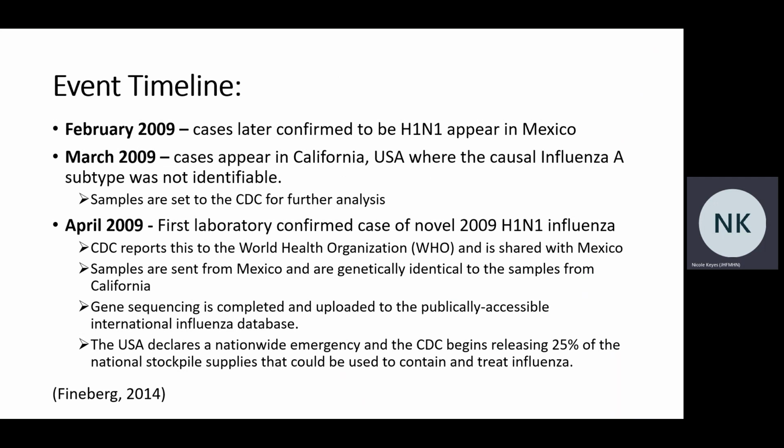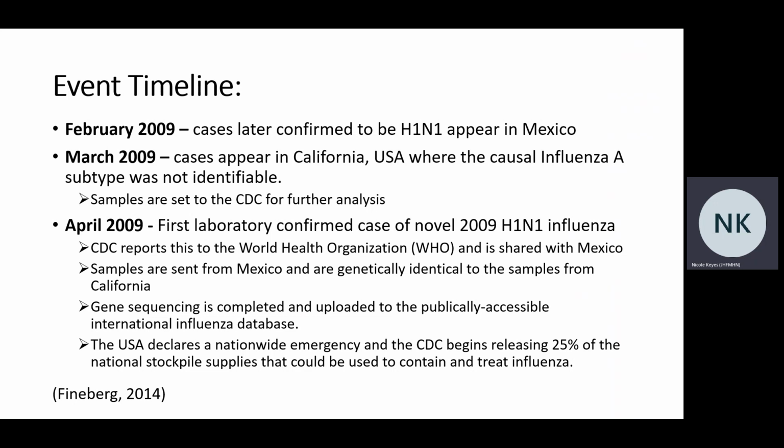In February 2009, the first cases appeared in Mexico, but weren't confirmed until later. March 2009, cases appear in California, where the causal influenza A subtype was not able to be identified. The samples were sent to the CDC for further analysis. In April 2009, the first laboratory-confirmed case of novel 2009 H1N1 influenza was made. The CDC reports this to the World Health Organization and is shared with Mexico. Samples are sent from Mexico and are genetically identical to the samples from California. Gene sequencing is completed and uploaded to the publicly accessible International Influenza Database.